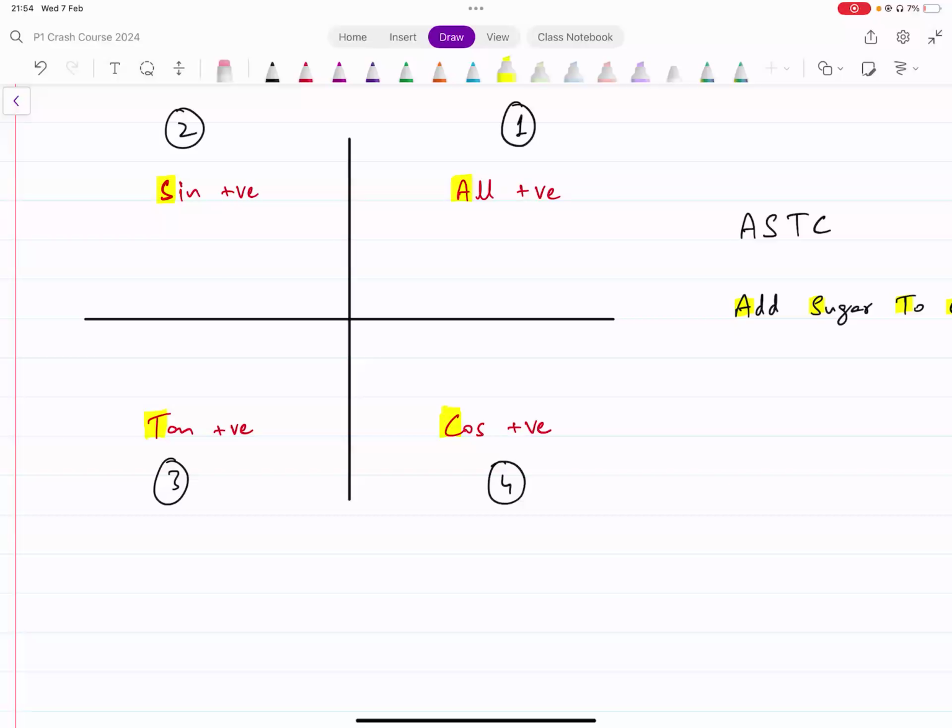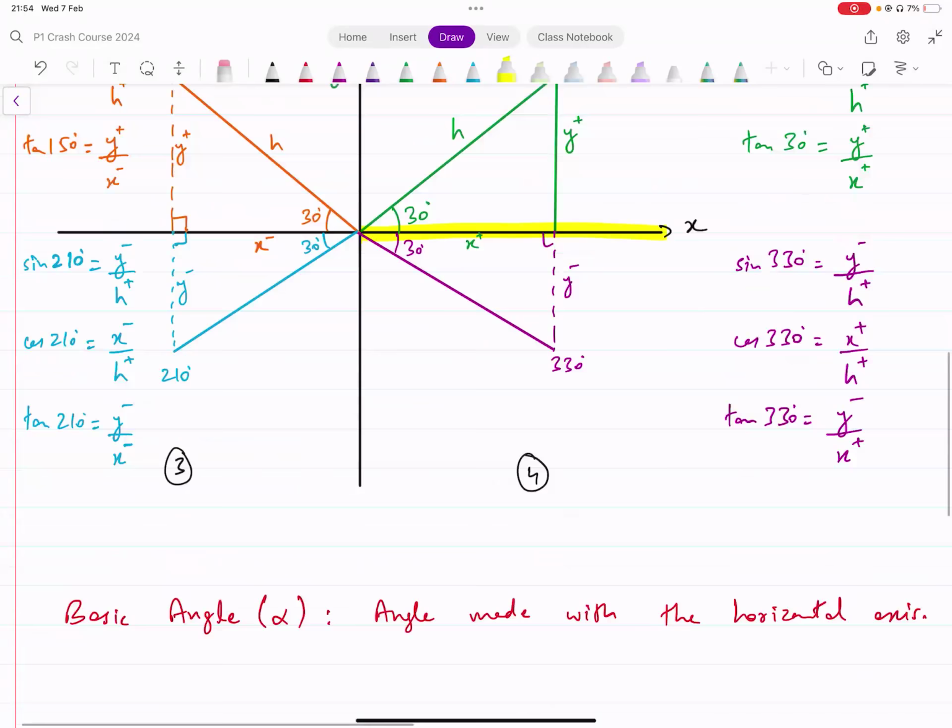So when you're figuring out what result an angle is going to give, when you take sine of that or cos of that or tan of that, there are two things that are important. One is the basic angle, and the second thing is which quadrant it's in. When you know these two things, what the basic angle is and what the quadrant is, you can figure out what the result is going to be. Okay, so that's important now.